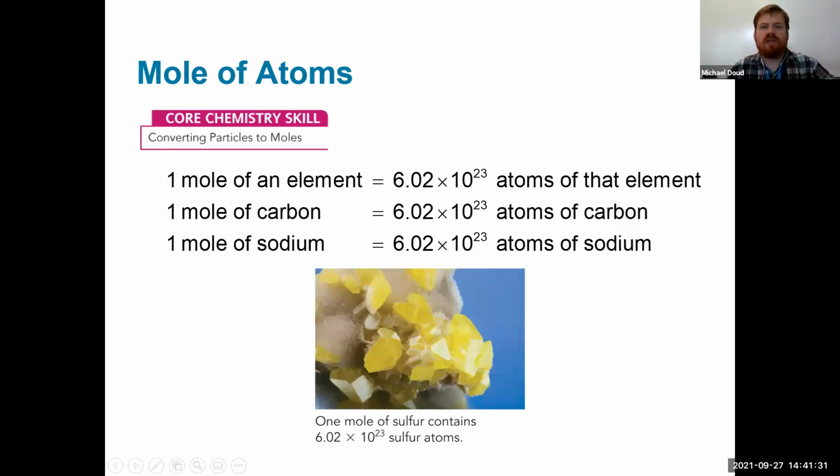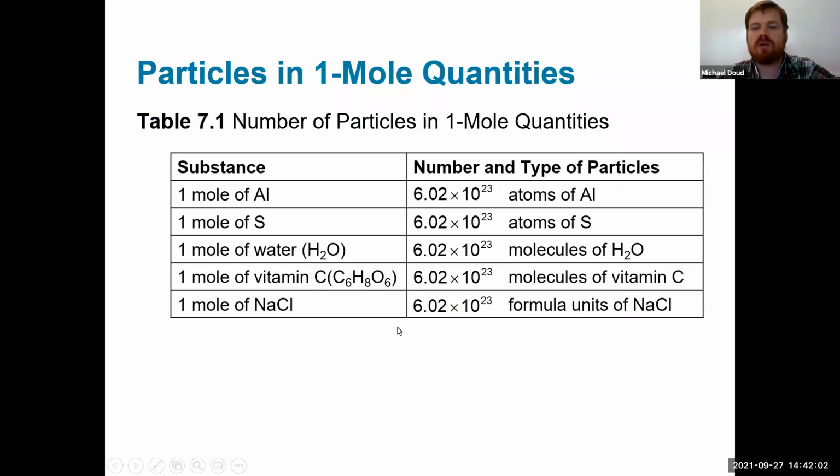Okay, so now with a mole, we can convert from a mole to the number of atoms or the number of items of a particular compound or element. If you have 1 mole of an element, that means that you have Avogadro's number worth of atoms of that element. So 1 mole of carbon would give you 6.02 times 10 to the 23rd atoms of carbon. 1 mole of sodium would contain 6.02 times 10 to the 23rd atoms of sodium. But that's not where it stops.